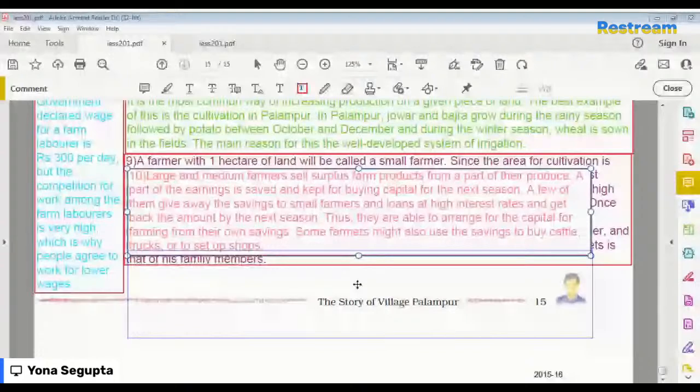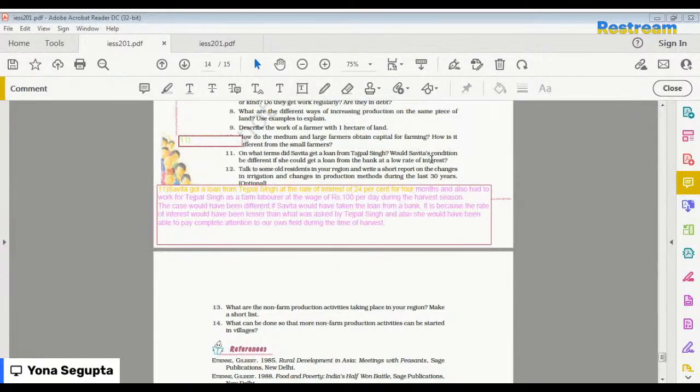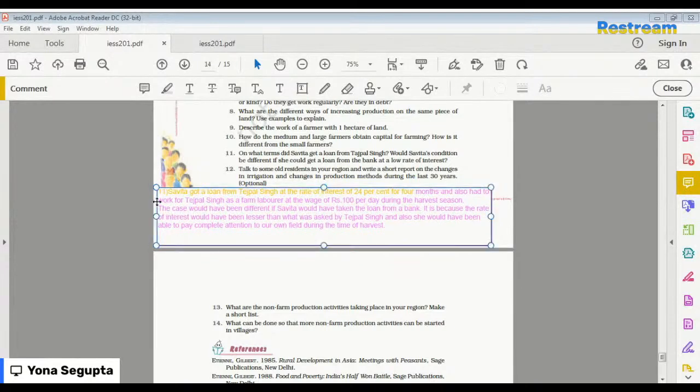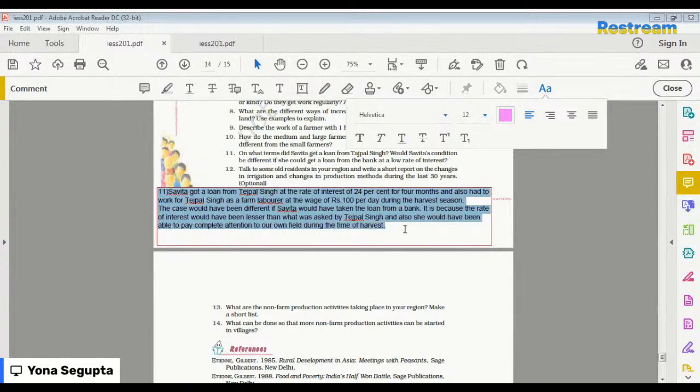Next question. So this is the answer. Next, about number 12. What does this question tell us about?